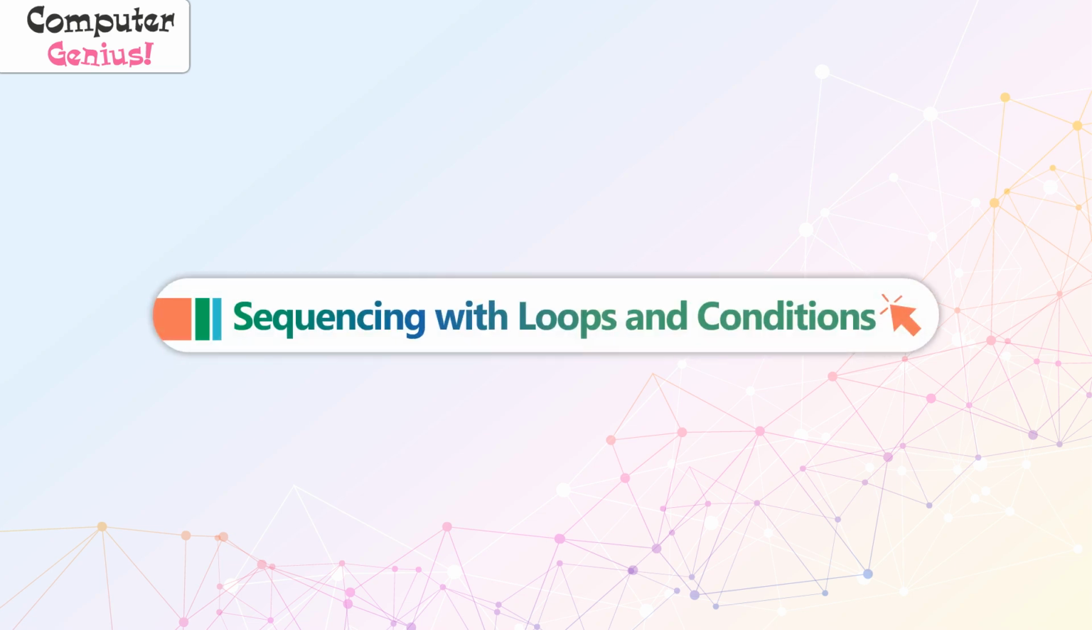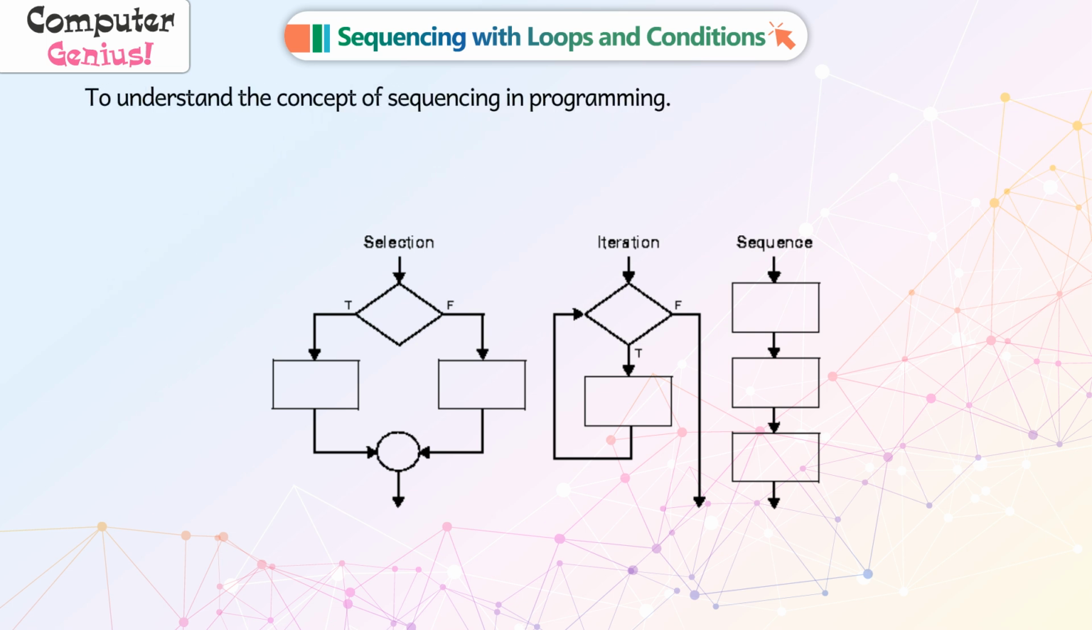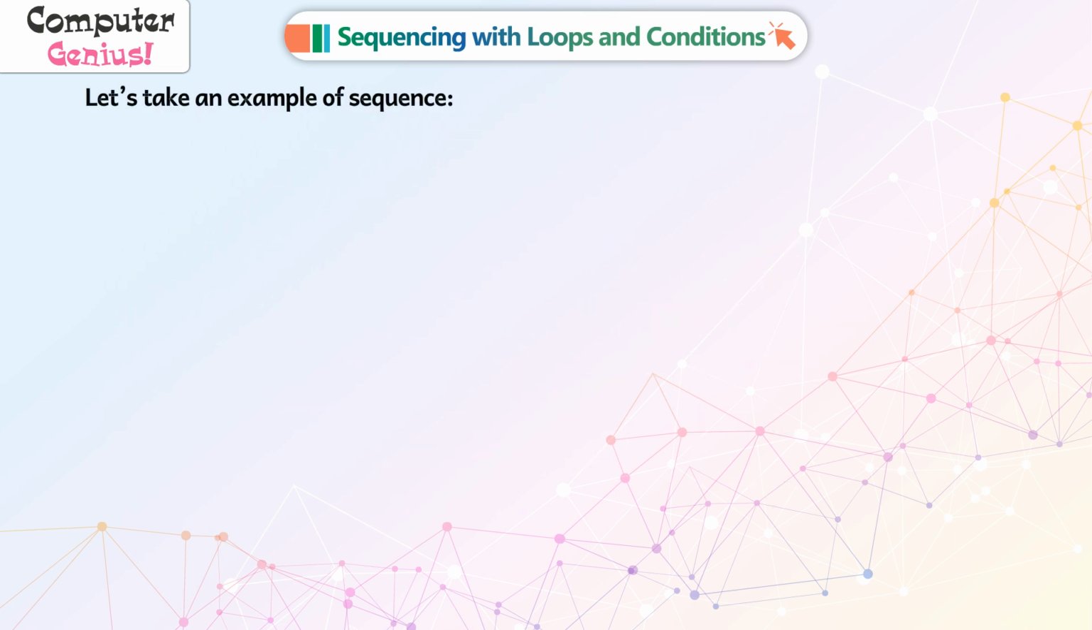Sequencing with loops and conditions. While writing an algorithm, three basic building blocks are used: sequencing, selection, and iteration. Building blocks help us to uncover the solution to a complex problem which can be understood and implemented by others using programming. To understand the concept of sequencing in programming, let's take an example of sequence.